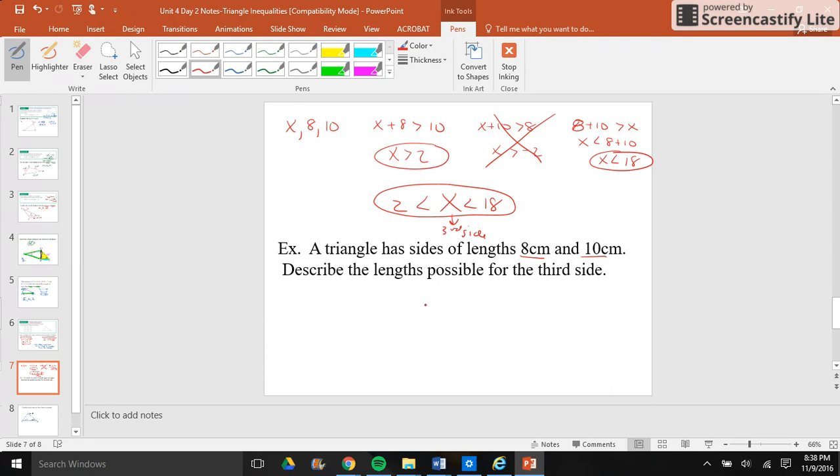Now, what I basically say is x is always going to be greater than the big side minus the small side, but less than the big plus the small. So if you look here, we took the big and subtracted the small. So we would say x is greater than 10 minus 8, but less than 10 plus 8. If we simplify, we get x is greater than 2 and less than 18.